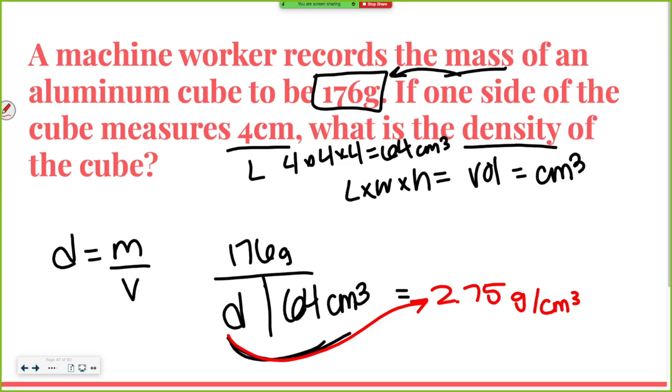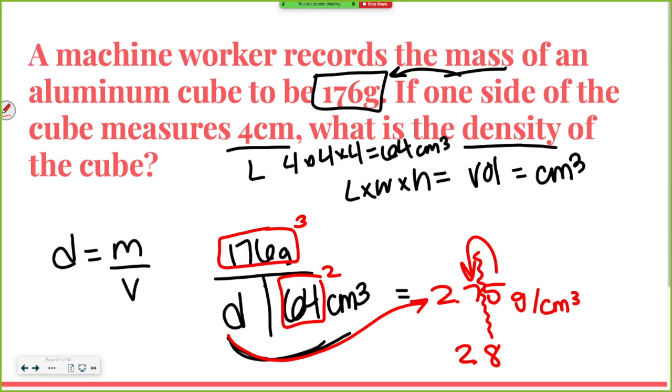All right, if I look at this, least amount of sig figs, how many does 176 have? 3. 64 has 2. All right, so that means the most my answer can have is 2 sig figs, 2.8. So I'm going to round it up, correct. All right, Sam, to what? 2.8. That 5 rounds it up, 2.8 grams per centimeter cubed.